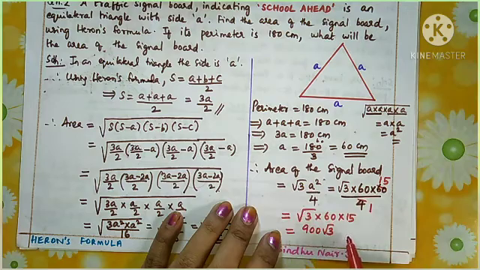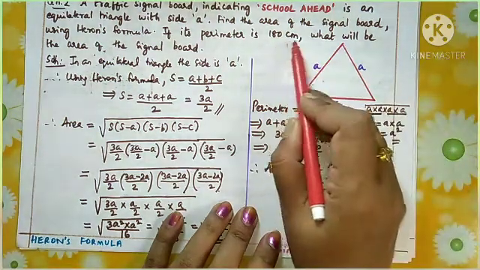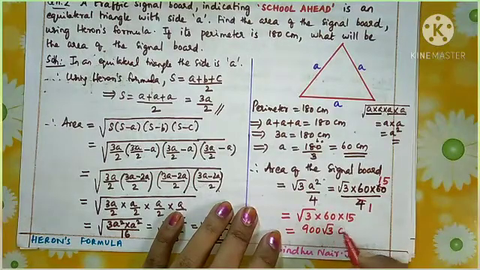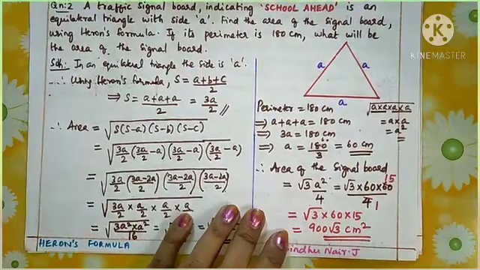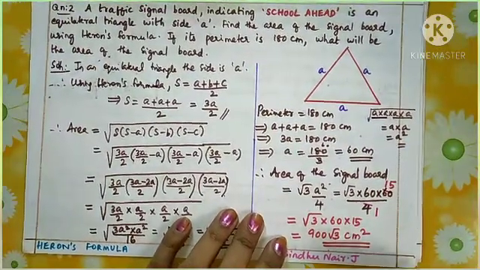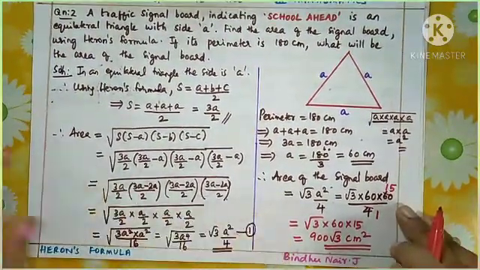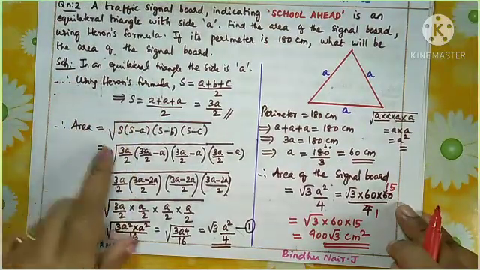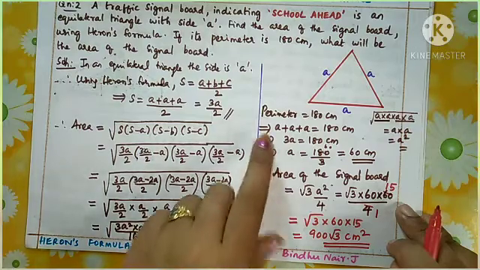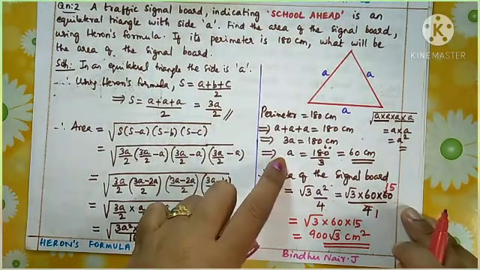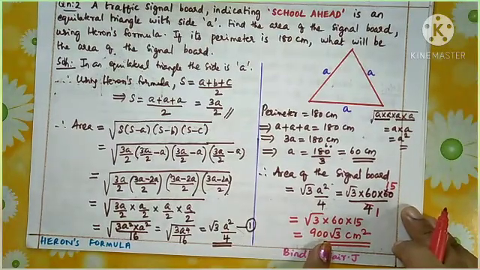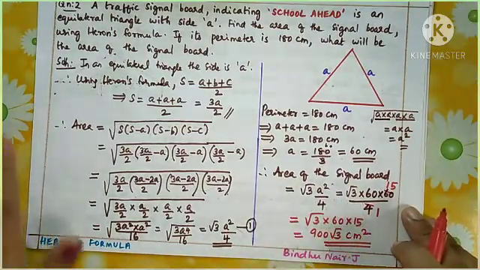You want to write the unit. What is the unit given in our question? Centimeter. So 900 root 3 centimeter square. This is the required area of the signal board. Okay. So first we use Heron's formula. You find the area in terms of a. Then using perimeter we found the value of a. Then put again in the area to get the correct value of area of the signal board.